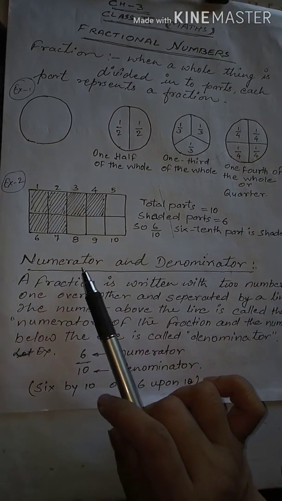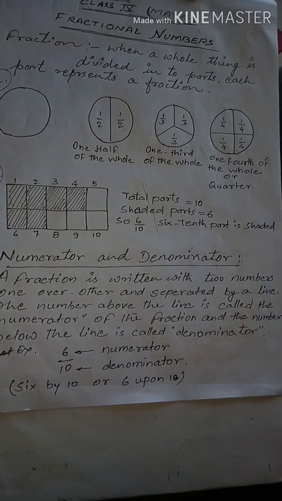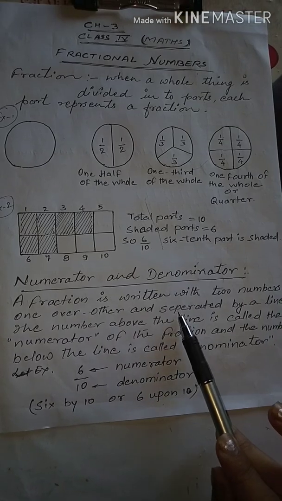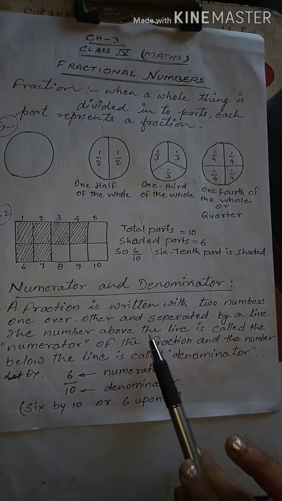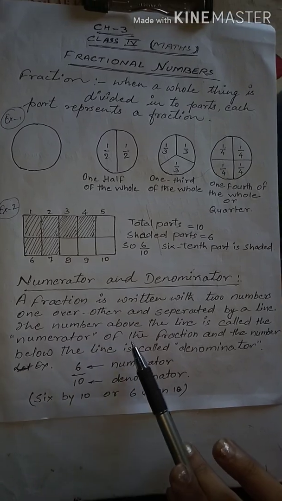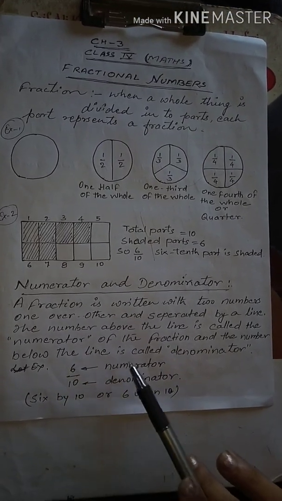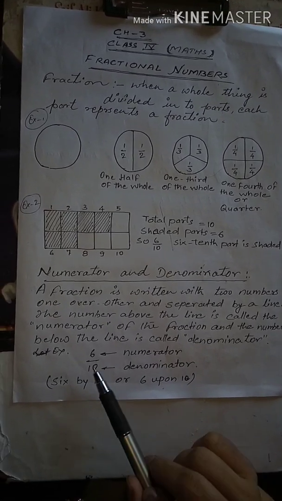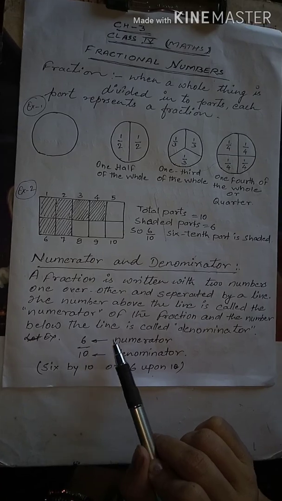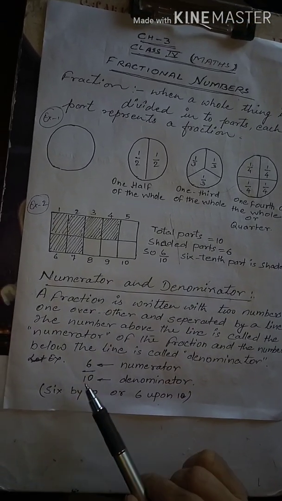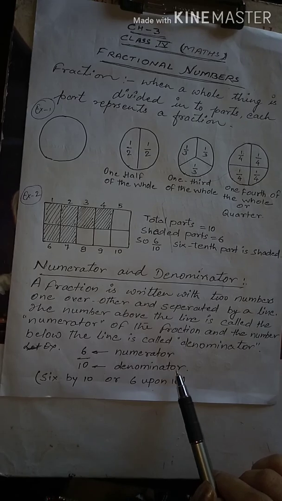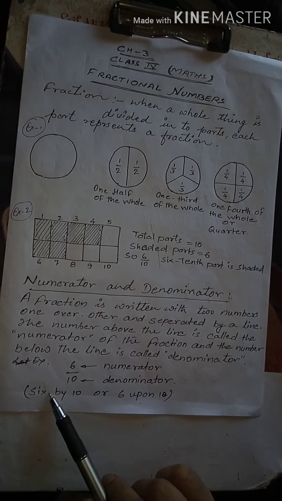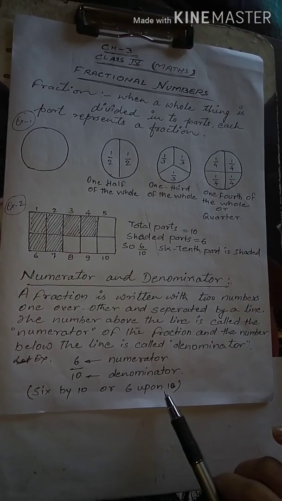Now next topic is numerator and denominator of fraction. A fraction is written with two numbers, one over other and separated by a line. The number above the line is called the numerator of the fraction and the number below the line is called denominator of the fraction. As for example, here 6 is above the line, so this is numerator, and 10 is below the line, so this is denominator of the fraction. And this fraction we can read as 6/10.